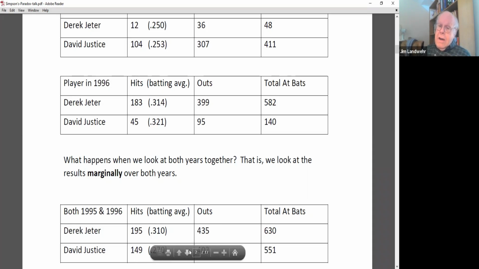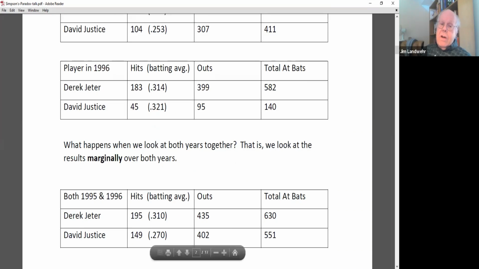So Justice's average over the 2 years considered together was .270. So who had the higher batting average over these 2 years together? Well, Derek Jeter did. So what's going on?